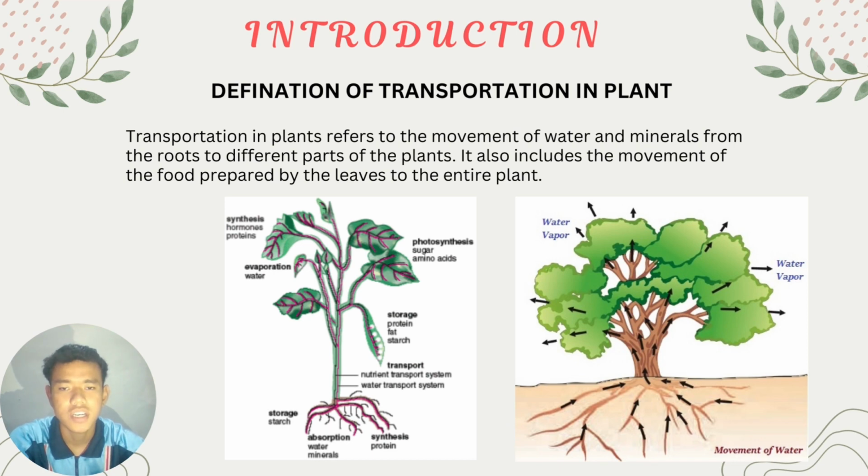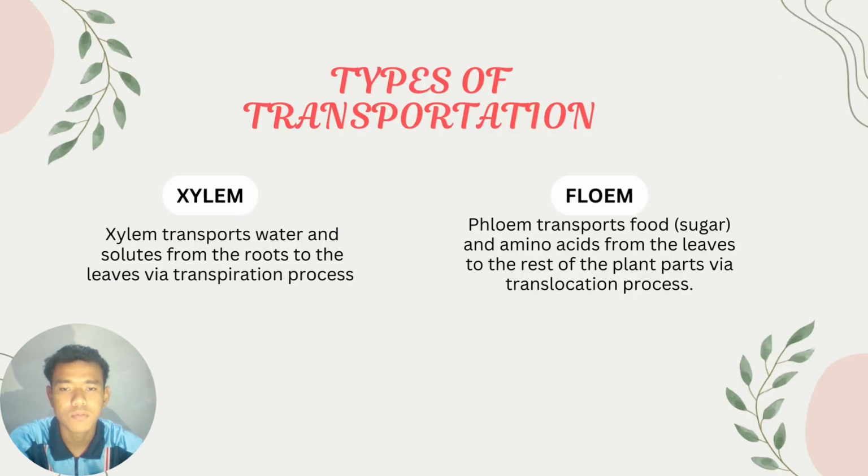For the introduction, I'm going to talk about the definition of transportation in plants. Transportation in plants refers to the movement of water and minerals from the roots to different parts of the plant. It also includes the movement of the food prepared by the leaf to the entire plant. There are two types of transportation, which are by xylem and phloem.